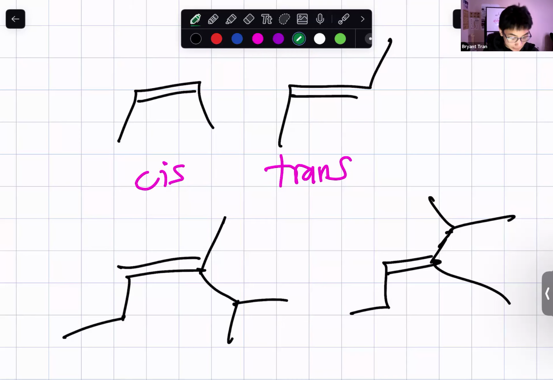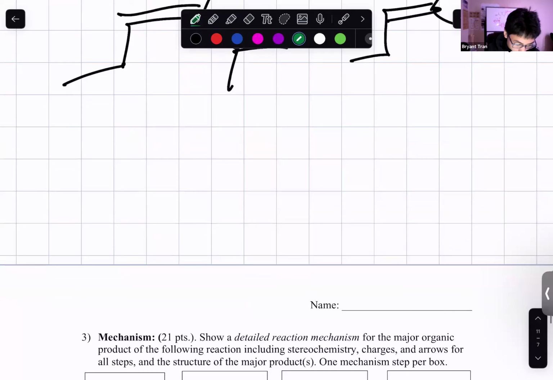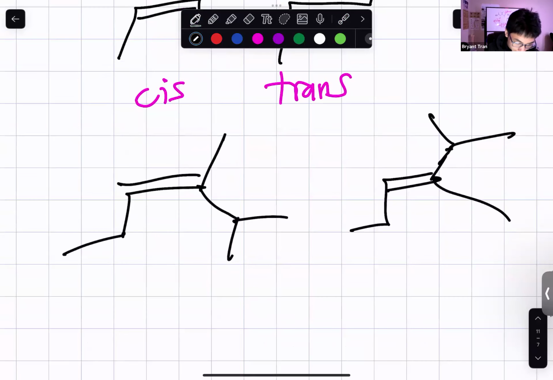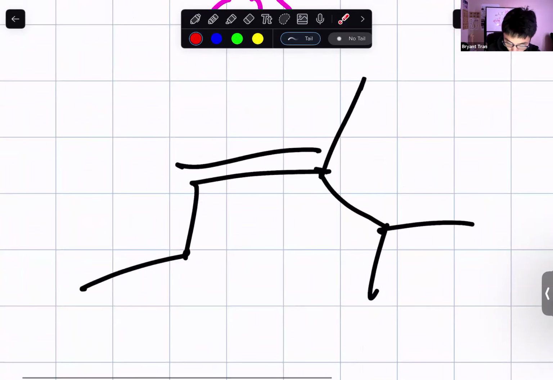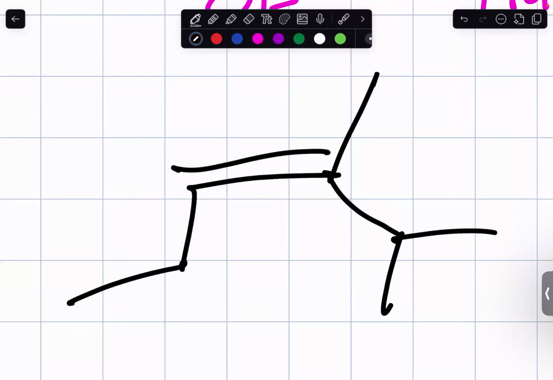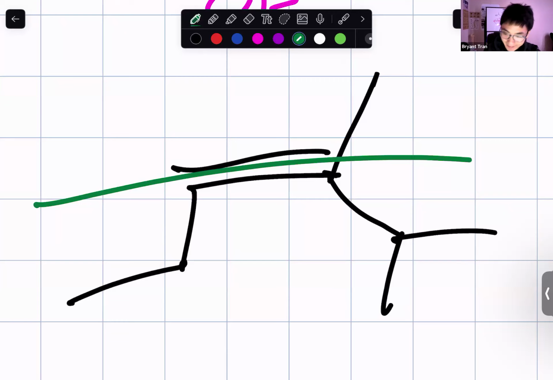Yeah, you can't really tell if it's symmetrical, because if it was symmetrical, which I will give you after this problem, let's see which one's the E and Z alkene. What would you say is the E and Z alkene? Let's focus on this one. Is this E or Z here? So if we draw a line, draw the line.